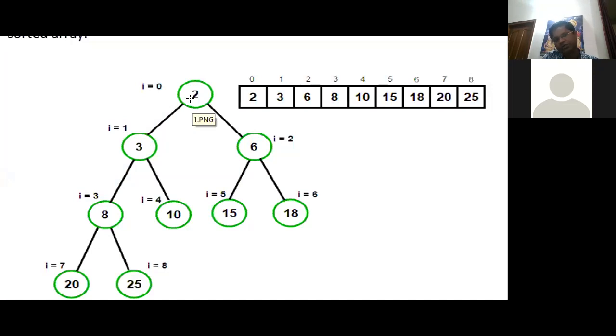So let's check at all the nodes. At node 3, the children are 8 and 10, so the min heap property is satisfied. At node 6, the children are 15 and 18 that are greater than 6, so the min heap property is satisfied. Let's look at node 8. The two children are 20 and 25, both are greater than the root value, that is 8, so the min heap property is satisfied. So you can see that this is a min heap and you have to apply the heap sort procedure here to find the sorted array.